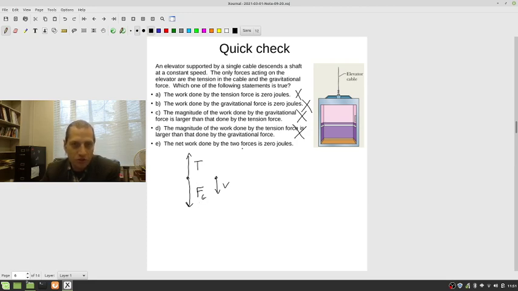The net work done by the two forces is 0 joules. I agree, because the work done by tension plus the work done by gravity equals 0. How do I know that? Because the kinetic energy is not changing. If the kinetic energy is not changing, there's no net work. Okay, so that's just like before when we were talking about forces. If there's no net force, you can continue to move at a constant rate without acceleration.